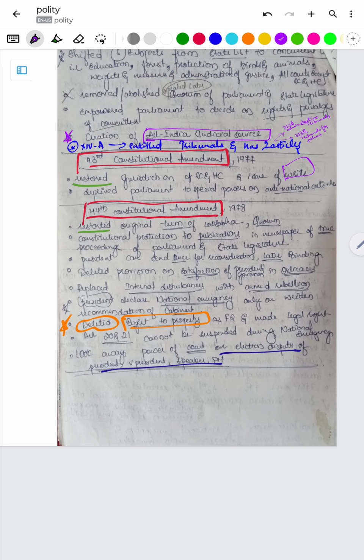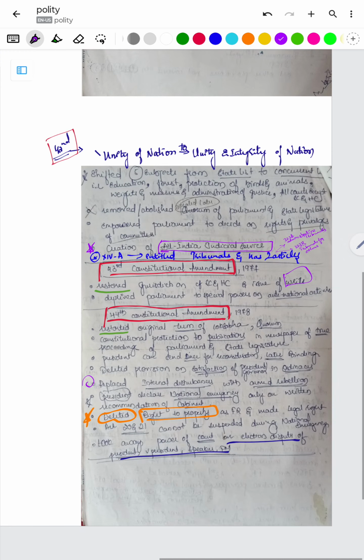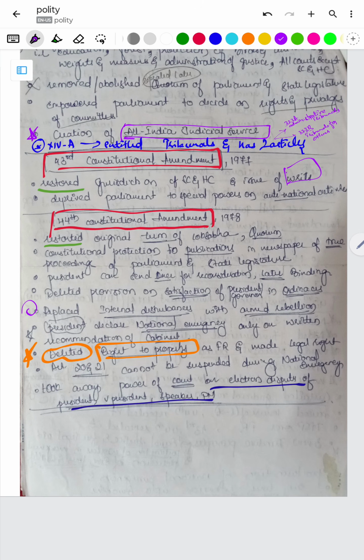Read a provision of satisfaction of government, that is okay. Leave it. Replaced internal disturbances with armed rebellions. This is one you can remember. Armed rebellion was added in this one because that was made in 1976. Right to property delete. When was it deleted? As a fundamental right. 44th Constitutional Amendment Act. Anything deleted, replaced, anything comes, it's in 44th Constitutional Amendment Act.